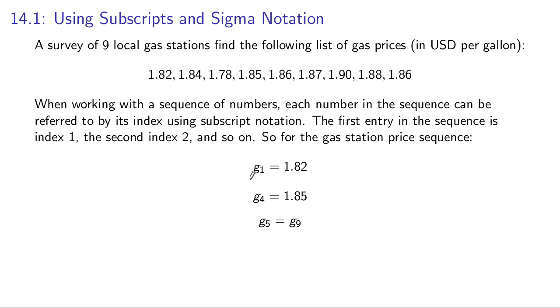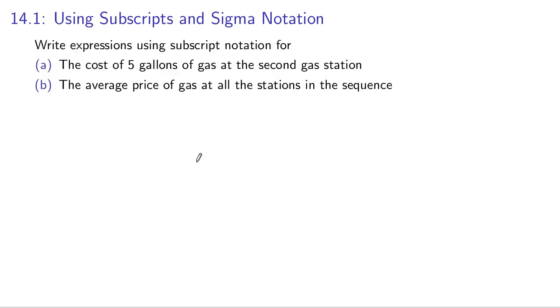G4 would be $1.85 per gallon, and G5 equals G9. See, they're both $1.86 per gallon. So that's how we can use the subscript notation to notate entries in a sequence.